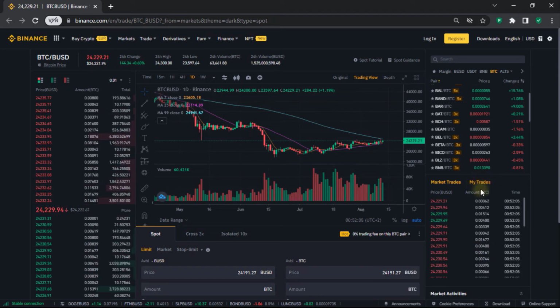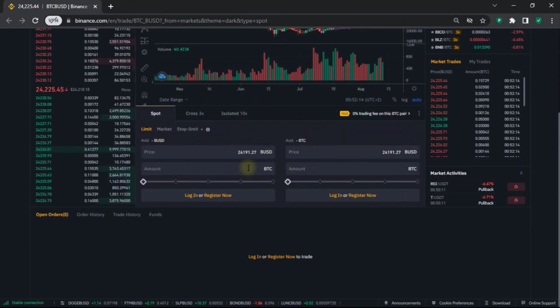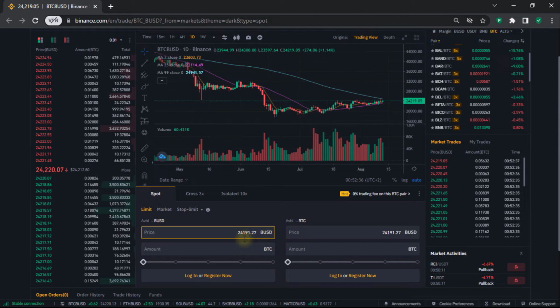And then you can see your trades here, if you've placed any trades, whether you've bought or sold. Now, if we scroll a little bit down here, obviously I need to log in for you to see the bottom portion here, but it doesn't matter. We can still get a good idea of what's happening. On this particular screen, this is where you're going to buy and sell.